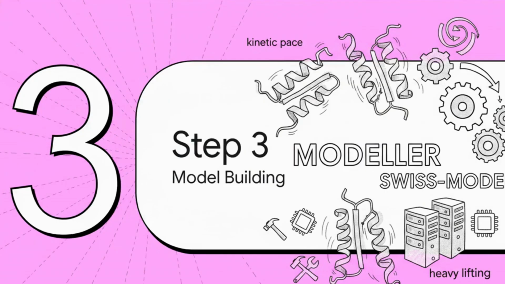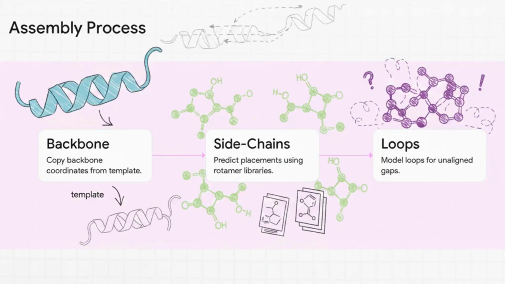Moving right along to step 3, model building. Now it's time for computational engines like Modeller or SWISS-MODEL to take over the heavy lifting for the actual 3D spatial assembly. These engines follow a methodical, rigid body assembly process. First up, they copy the backbone coordinates right over from the template. Second, they predict sidechain placements using statistical rotamer libraries to basically hunt down the most likely atomic angles. And third, they model the loops to fill in those unaligned gaps.